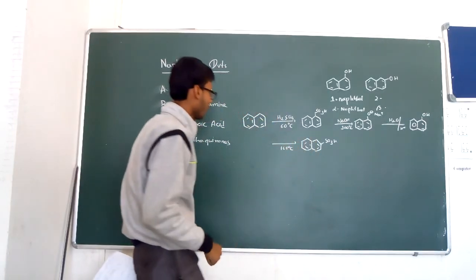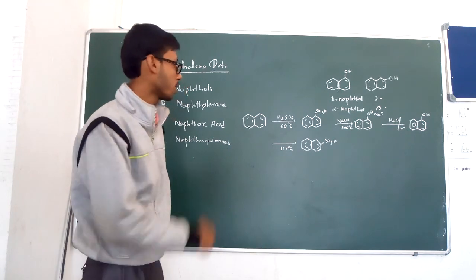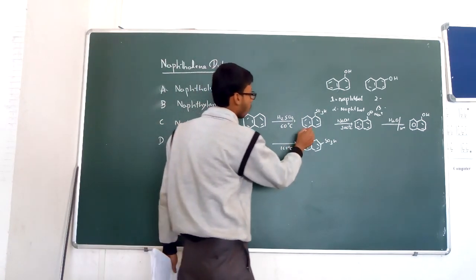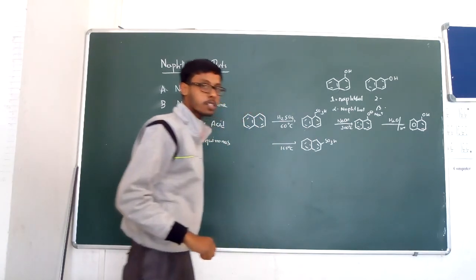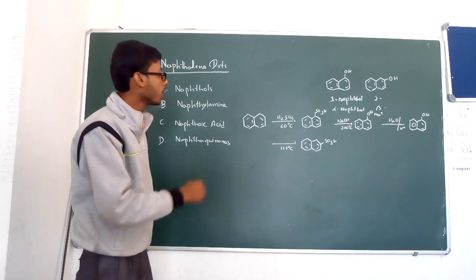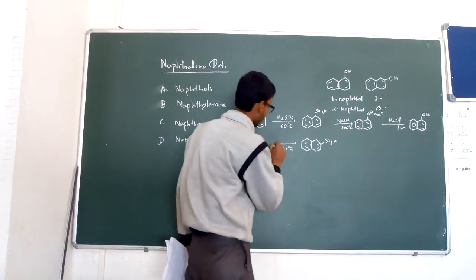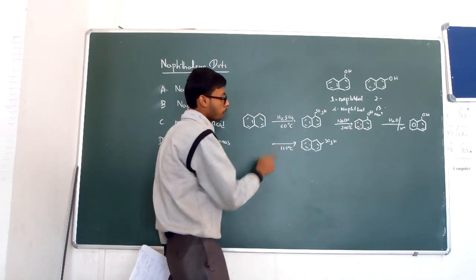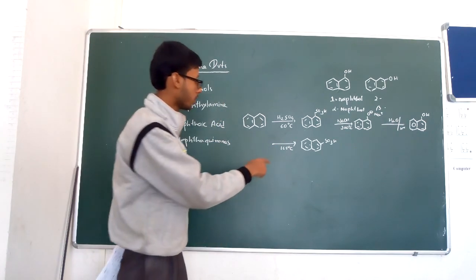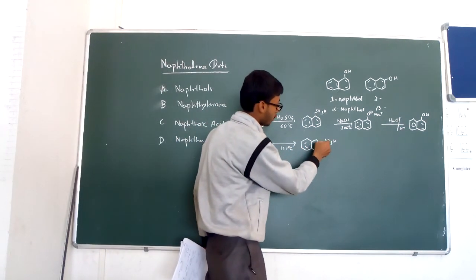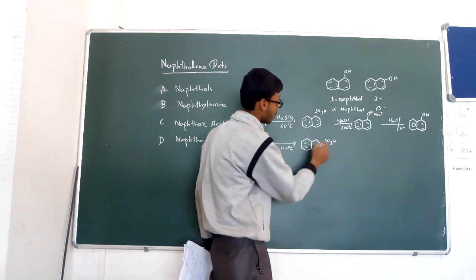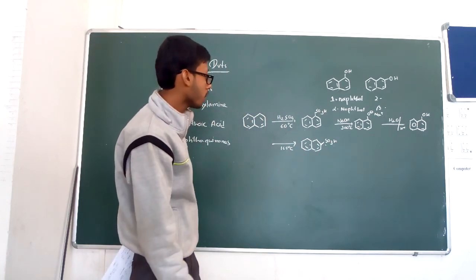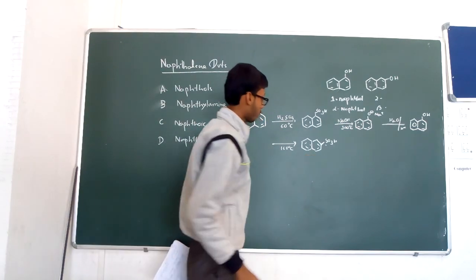So a reaction like that: when naphthalene is treated with concentrated sulfuric acid at 60 degrees Celsius, it forms 1-naphthalene sulfonic acid, and when it is treated at a high temperature with concentrated H2SO4, the SO3H group shifts to the C2 position and forms 2-naphthalene sulfonic acid.